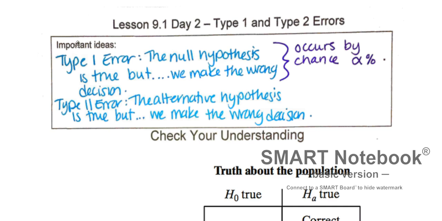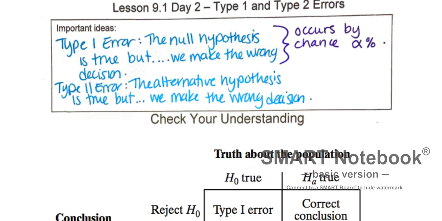So you probably want to copy this down. All right, about type 1 and type 2 errors. What we have right here is type 1 errors. Type 1 error is where the null hypothesis is true, but we make the wrong decision. This occurs by chance of whatever the alpha value is, our level of significance. Type 2 error, on the other hand, is where the alternate hypothesis is true, but we make the wrong decision.